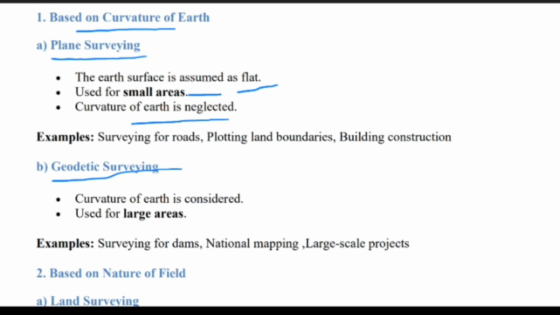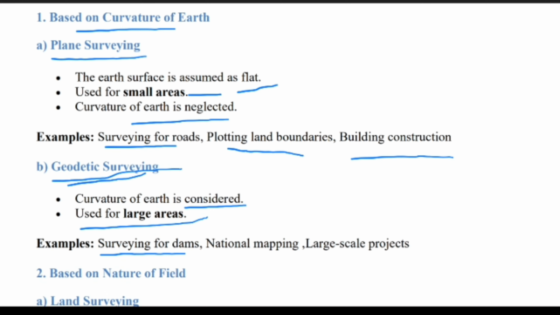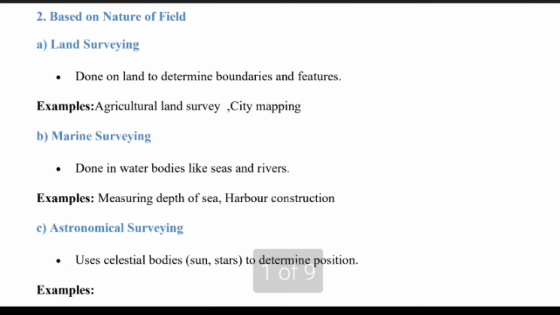Here we neglect earth curvature. We use this type of survey for roads, plotting boundaries and building constructions. Coming to geodetical surveying, here we consider the curvature of the earth and we use it for large areas, such as dams, national mapping and large scale projects.